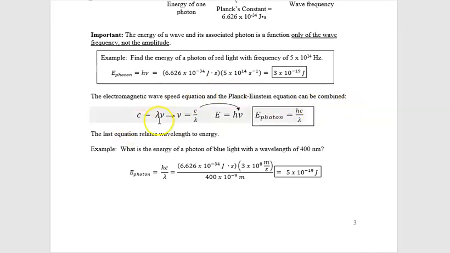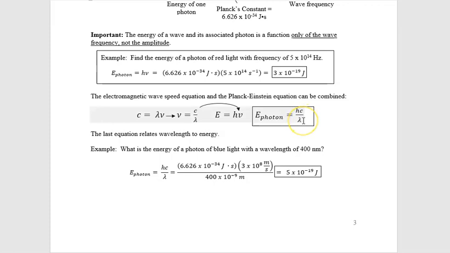So if you take c equals lambda times nu and solve it for nu, nu equals c over lambda. Now you come over to the Planck-Einstein equation and plug in c over lambda for nu. You end up with the energy of the photon equals Planck's constant times the speed of light, and those two multiplied together are always going to be some constant because they're both constants, over the wavelength.